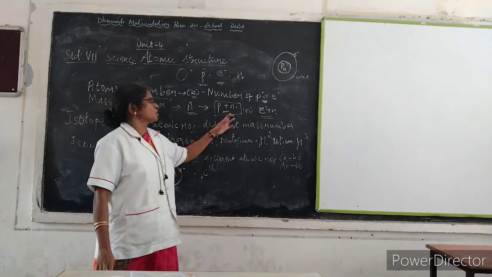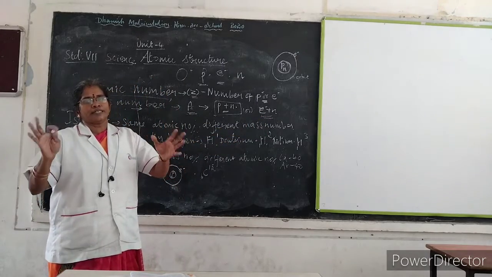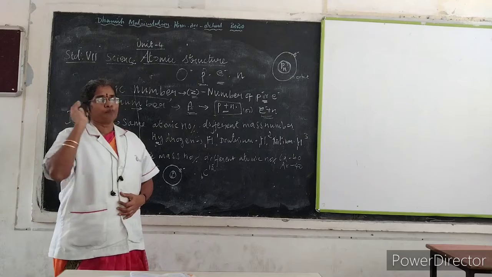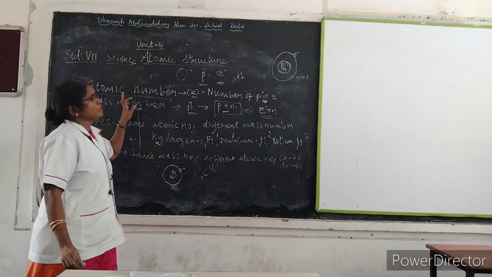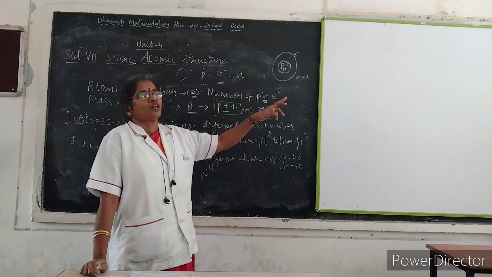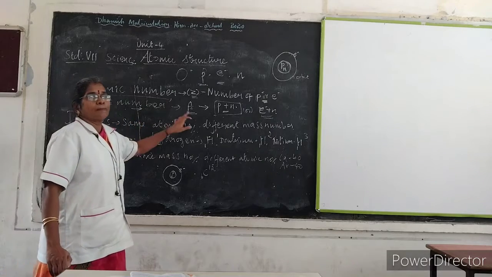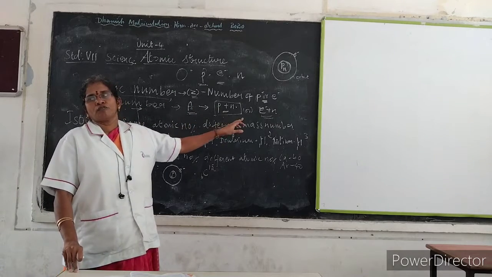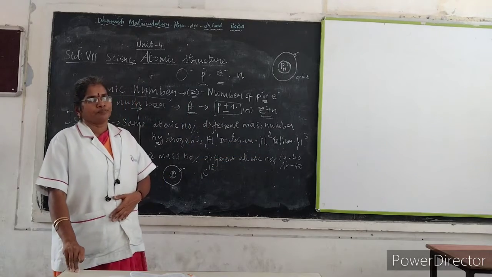Why can we say proton here and electron here? Because if you take any atom, it will have the same number of protons and the same number of electrons. So what is atomic number? Atomic number is nothing but the number of protons or the number of electrons present in an atom. Mass number is nothing but the number of protons plus the number of neutrons, or the number of electrons plus the number of neutrons.